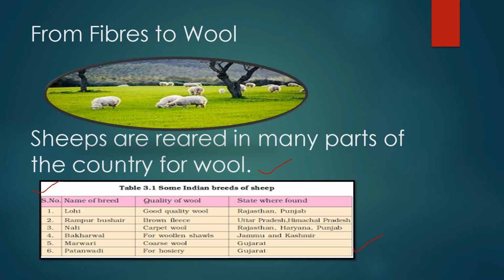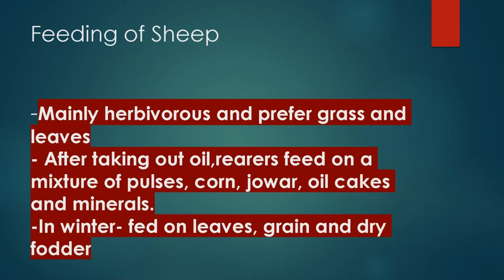If you travel to the hills in Jammu and Kashmir and other parts of the country, you can see shepherds taking their herds of sheep for grazing. Like from this picture, the sheep are grazing. And apart from grazing sheep, rearers also feed them what they eat. So we will discuss what they eat.